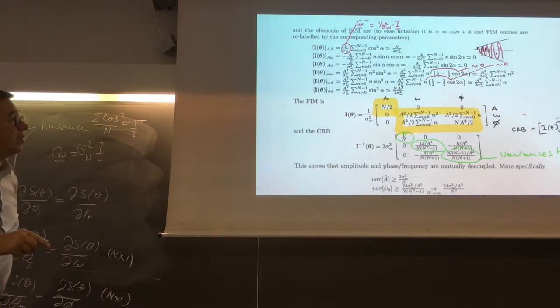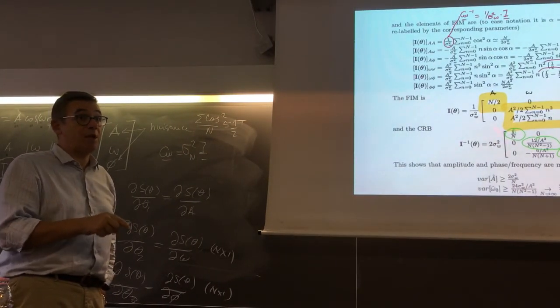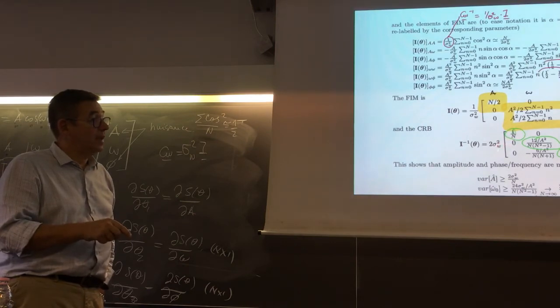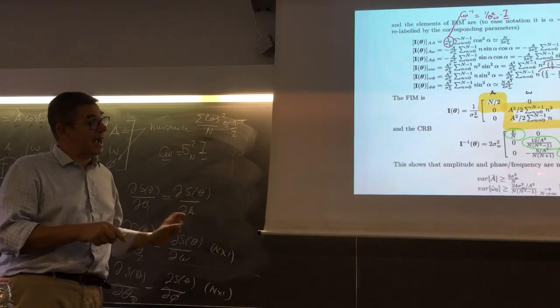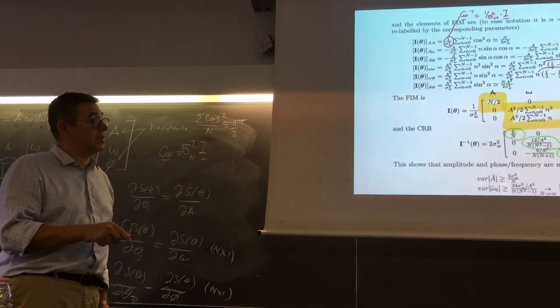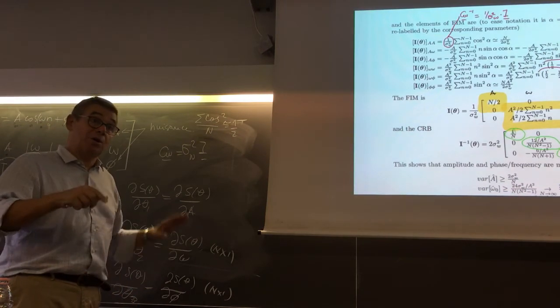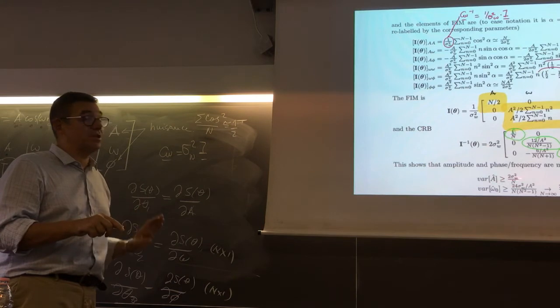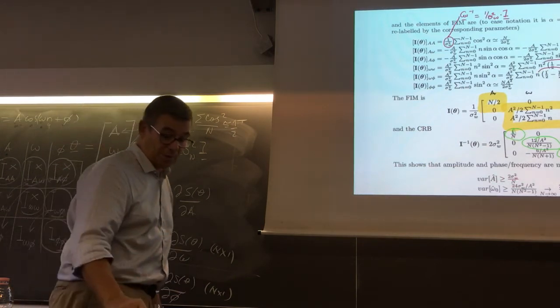So the variance bound for amplitude is 2 times sigma squared divided by n. Okay, so it decreases with the number of samples by 1 over n. So the variance of the amplitude of any estimator is larger than or equal to 2 times sigma squared divided by n. Okay, that's a bound. Any estimator has a variance that is larger than this. No question of what estimator you are talking about.